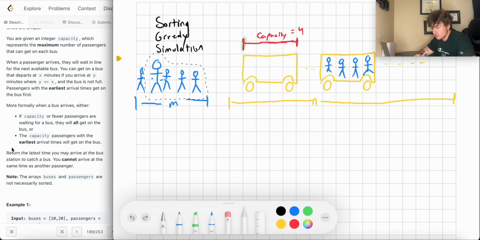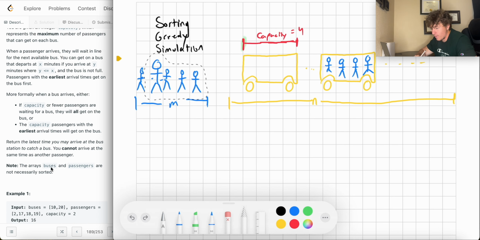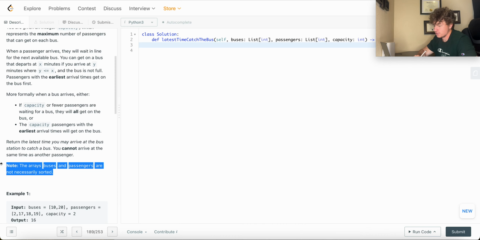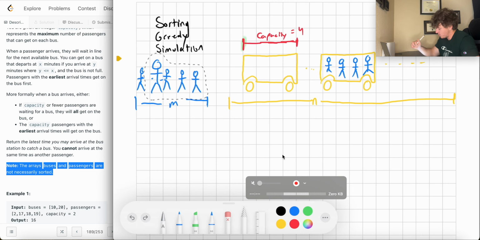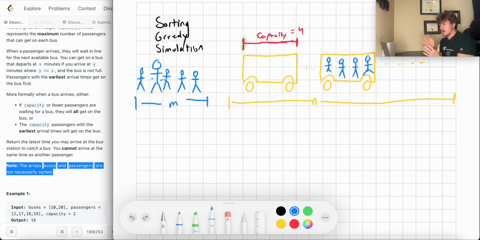Okay. So note that the arrays, buses, and passengers are not necessarily sorted. So this already reveals to you that we have to sort, right? So that's where that first case comes in, right? Because we need to figure out who gets on the bus and when and where and when the buses come. So it needs to be sorted so we can process them accordingly, right? I need to know who comes next, when's the next bus come, when are they going, right? That idea is very intuitive, right?